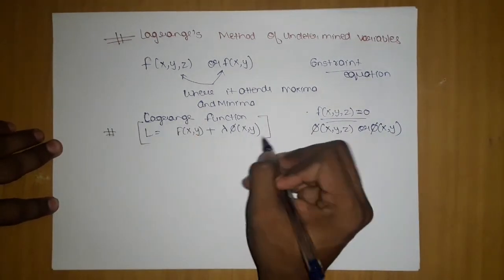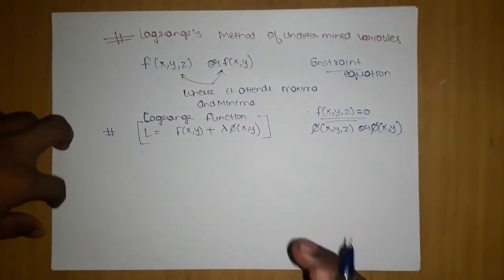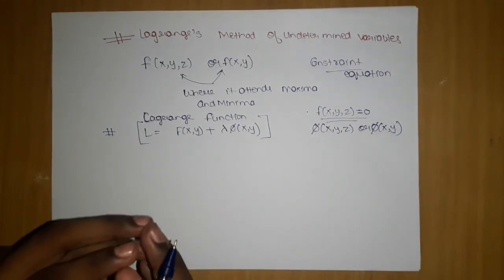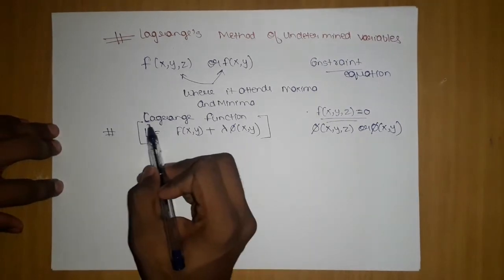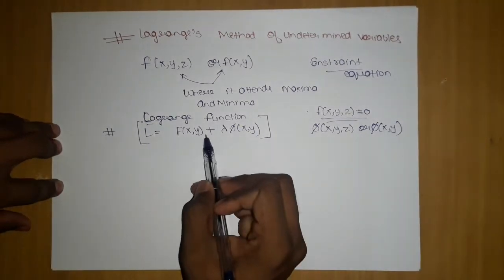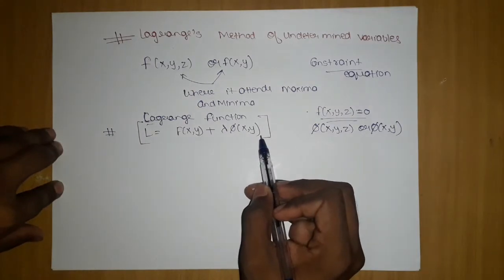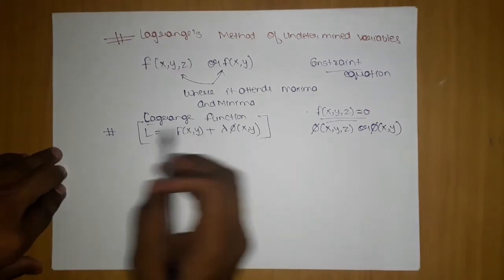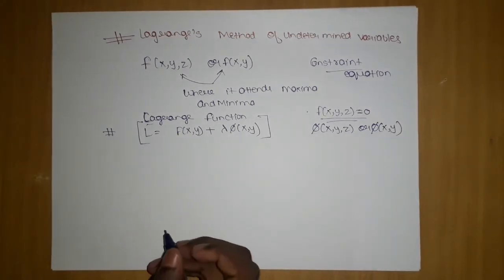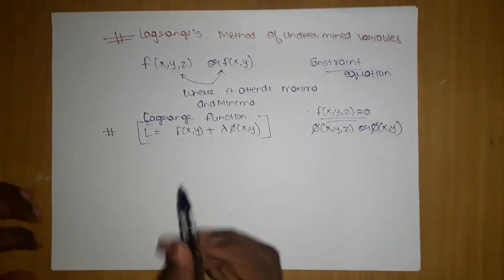If you forget this, you are going to fail. You have to skip this question in examination. It's very confirmed, because if you don't know how to form the Lagrange function, which is L equals to f of x comma y plus lambda phi x comma y, then you will not be able to solve the question. So just learn this.